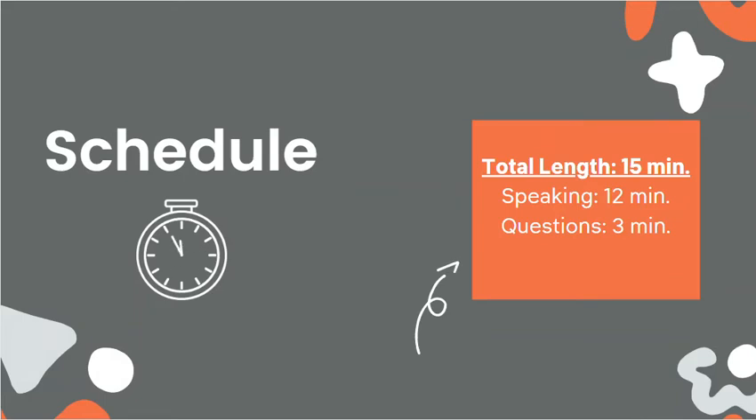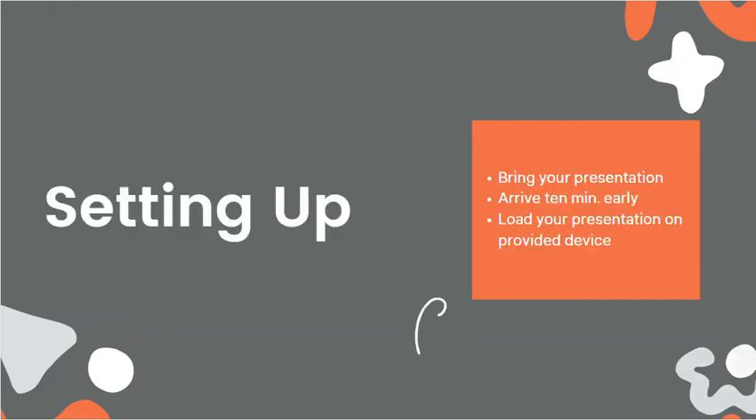On Campus Research Day, be sure to arrive 10 minutes early to your oral presentation session in order to have time to prepare for your presentation. Your presentation is a total of 15 minutes long, 12 minutes of speaking, and 3 minutes of Q&A. Be mindful of your time. The room moderator will alert you when you have 5 minutes, 2 minutes, and 1 minute left.